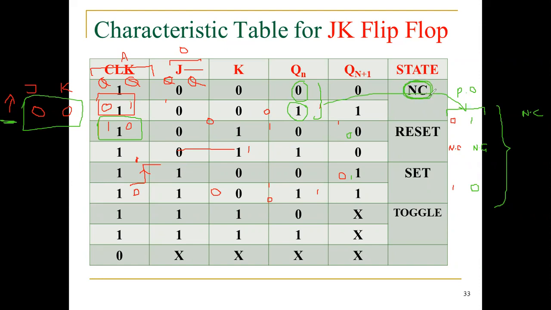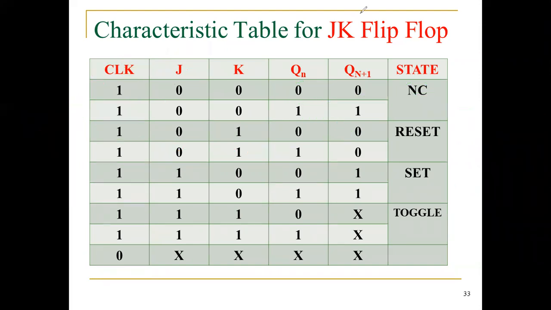Okay, so now I think you are clear about the operation of the JK flip-flop. Yes. Now I'm moving to the second state. The second state we are going to discuss now. What is that? My clock input is equal to 1. Then what will be the things? We are going to discuss this particular part. J equal to 0, K equal to 1. What is the operation?